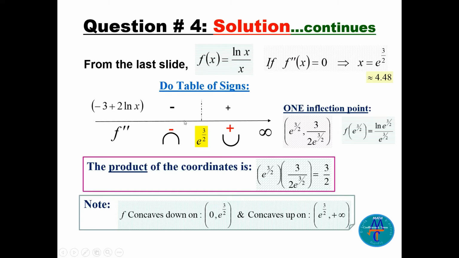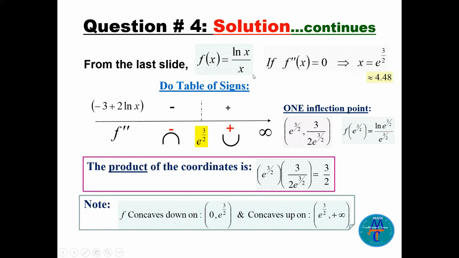So if we take a number less than 4.4, this will be negative. If we take a number greater than 4.4, it will be positive. So there is a change in concavity at this point. So one inflection point, this is the x value, e to the power 3 over 2.